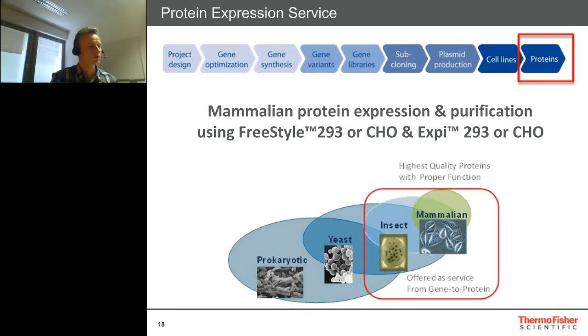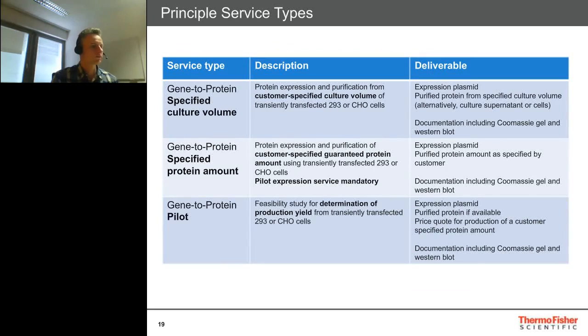What should you put into a very good position in terms of protein expression yields. So this is a principal service. These are the principal service types that we offer from gene to protein.